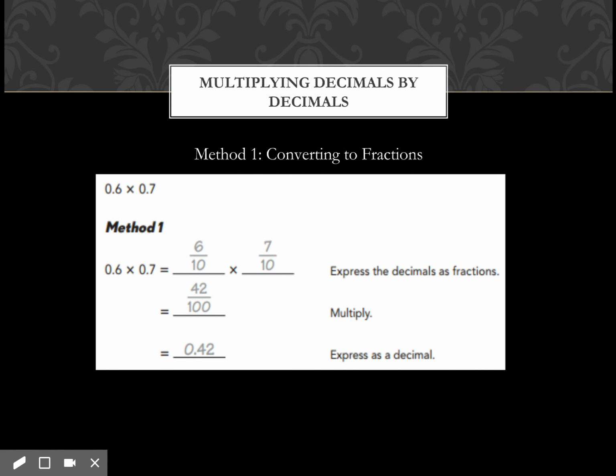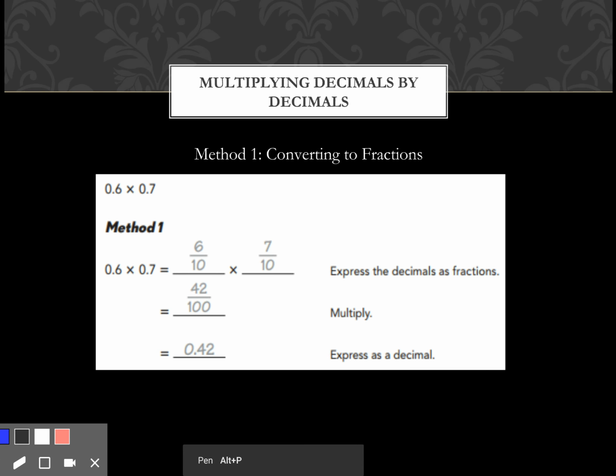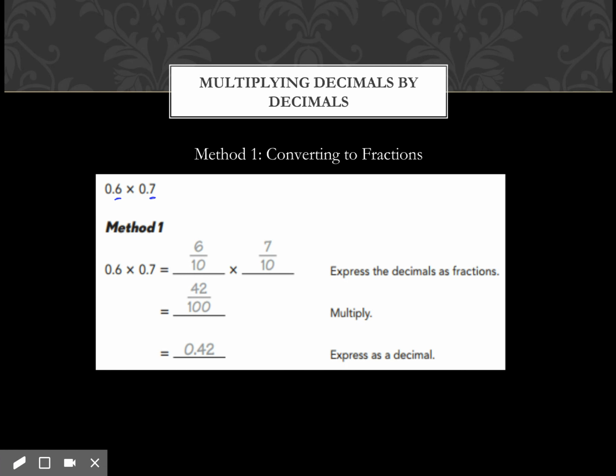The first one would be to convert our decimals to fractions and then back again to a decimal. So in this example, we have 0.6 times 0.7. 6 and 7 are both in the tenths place. So that means 0.6 is equal to 6 tenths and 7 tenths. So now we can just multiply straight across. 6 times 7 is where the 42 comes from. And 10 times 10 is where 100 comes from.